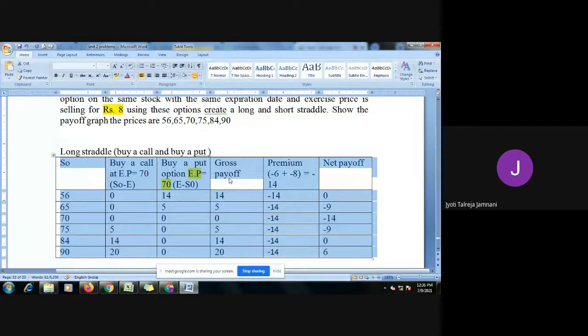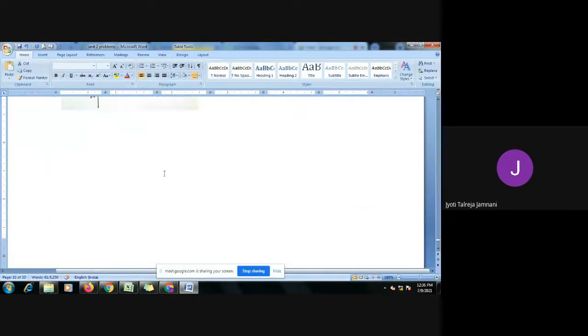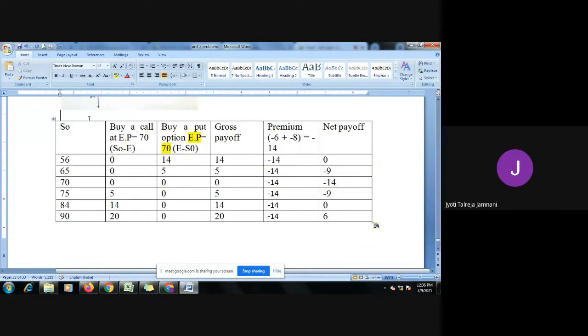Now in the same problem, they've asked us to do short straddle also, long and short. So I'll show you the short one. Short straddle. That means we sell a call and sell a put.